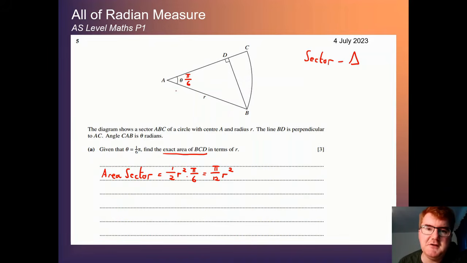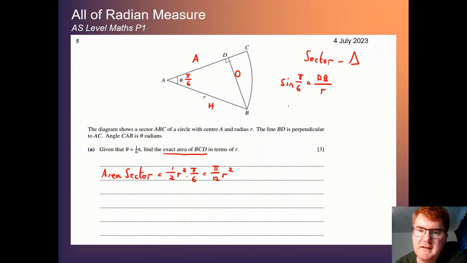So to work out the area of this triangle, we need to use a half base times height, or we could do a half ab sine C as well. I think I'm going to go down the base times height route here. So first of all, we need to find what AD and DB are. So to do that, we need to use sine and cosine. Notice this is the adjacent, this is the opposite, this is the hypotenuse. So that means that sine of the angle, so sine pi over 6, is equal to the opposite, so DB here, over the hypotenuse, which is r. So therefore DB is going to be equal to r sine pi over 6.